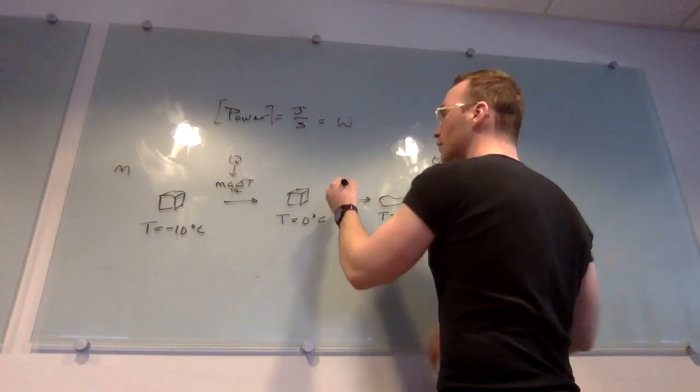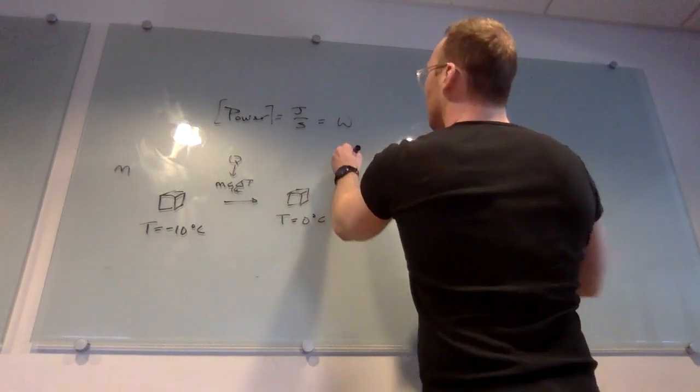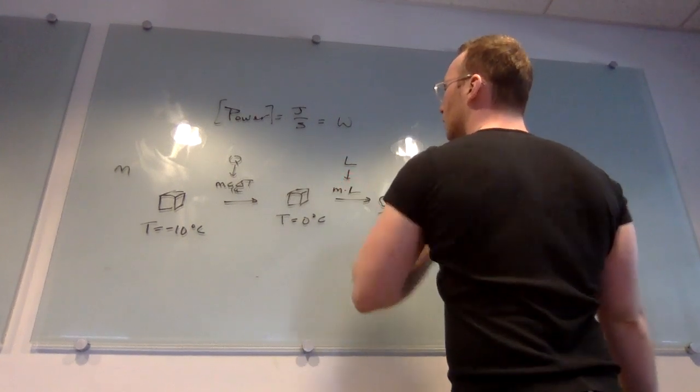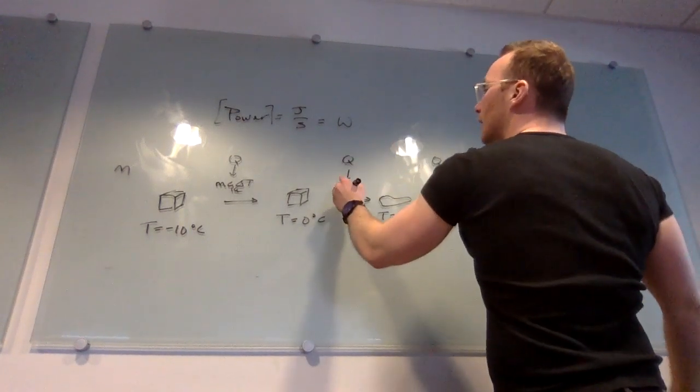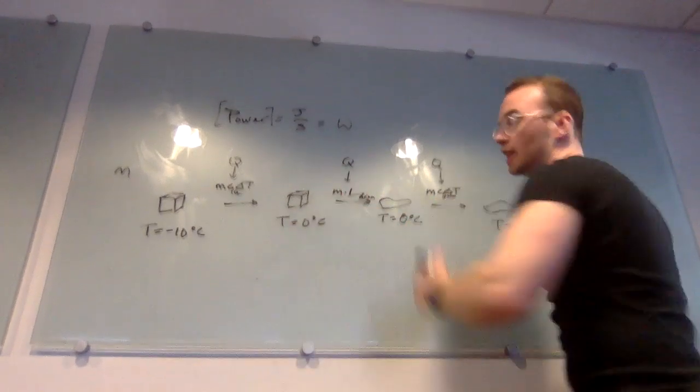That's the latent heat, exactly. So this is going to be L. Sorry, it's still Q, it's still the heat. But it's M times L fusion of water, and it's the same M as the whole time.